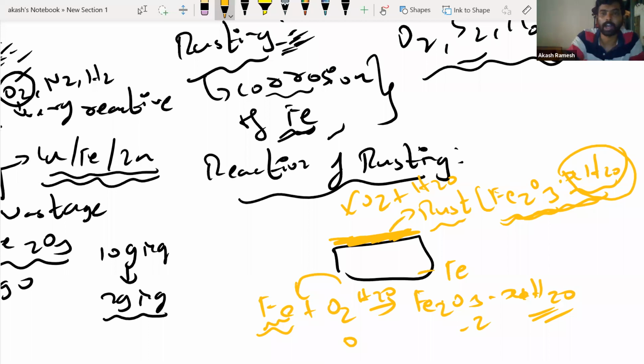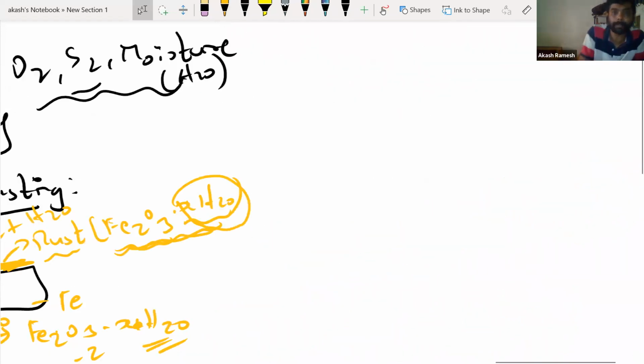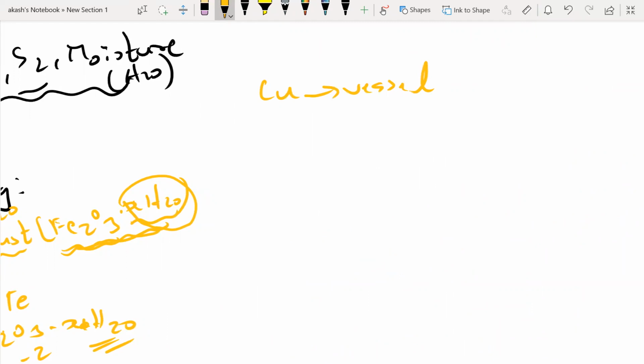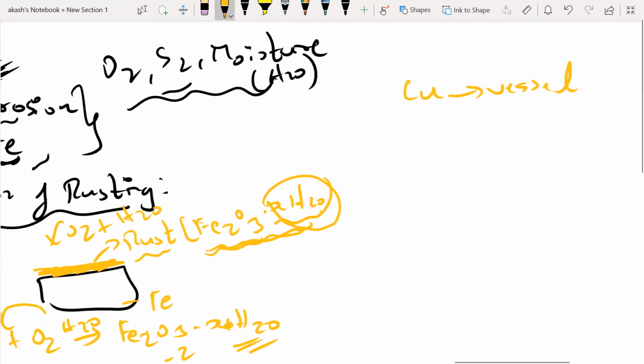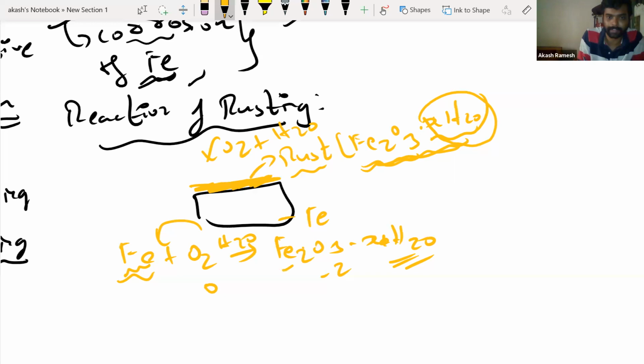Now there are a lot of other corrosion problems. For example, in copper. You must have seen copper vessels which you use in your houses. Sir, for the last equation, why did we write dot xH2O? Because the formula of the rust, Fe2O3 alone, is not anhydrous. It will obviously have some moisture content.